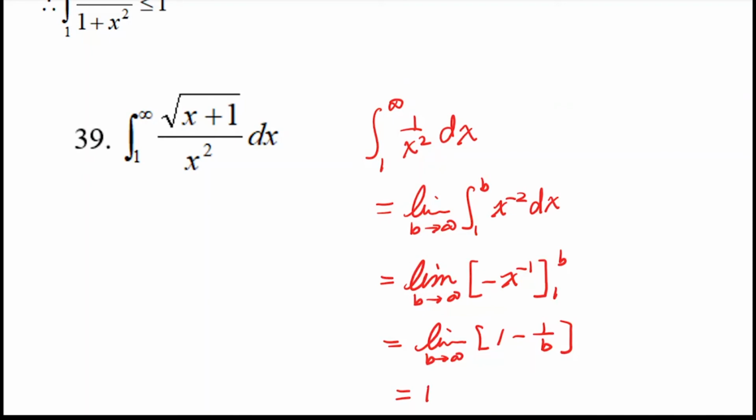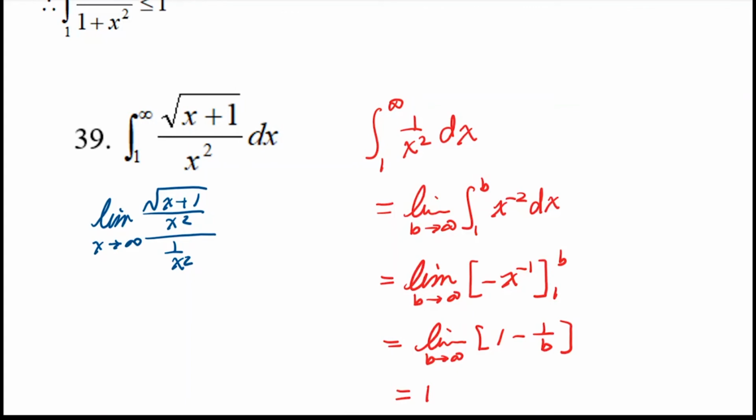Now we have to do the limit comparison test part, which is this. We'll do the limit of our given function, which is x square root of x plus 1 over x squared, over, oh, that's ugly, over 1 over x squared. You get it? As x approaches infinity. And we need to see what that is.